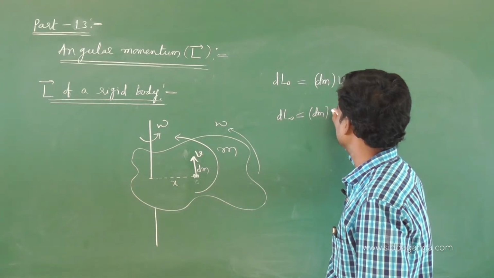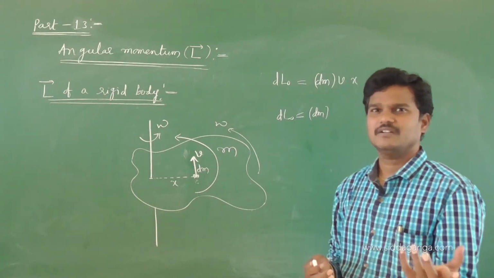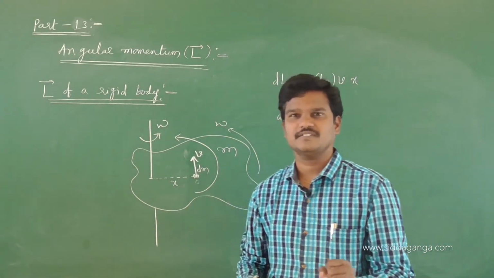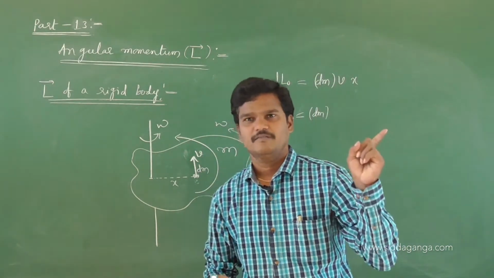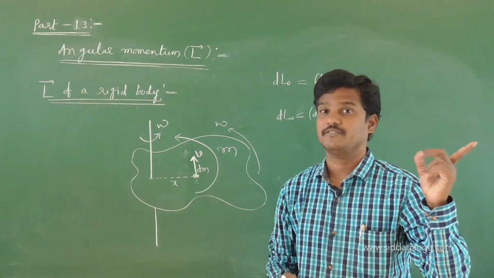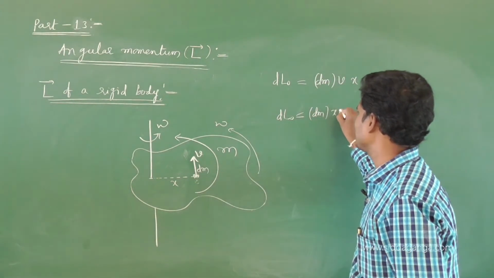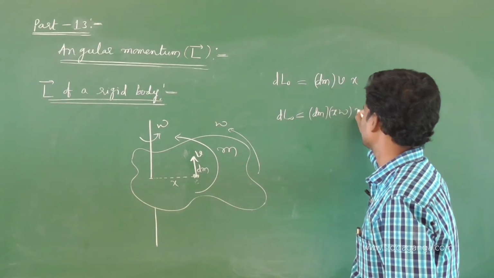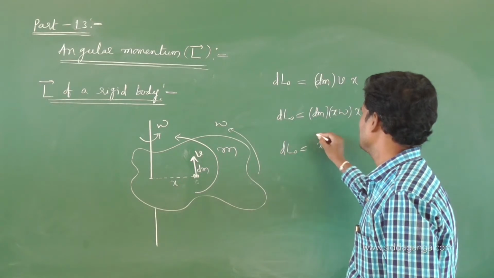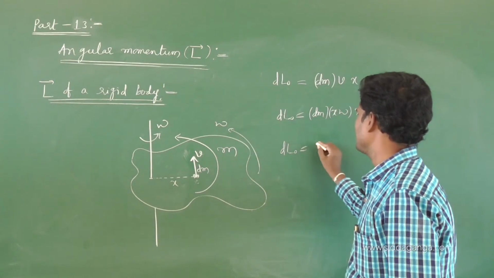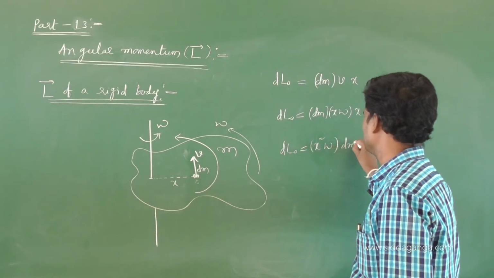What is v? v is equal to r omega. Why? Because the particle is rotating. If any particle is rotating about a fixed axis, then we know v is equal to r omega. Recall derivations from vectors before the centrifugal force derivation. Here v is equal to r omega, r is nothing but x, so x omega. So dL naught is equal to x square omega into dm.